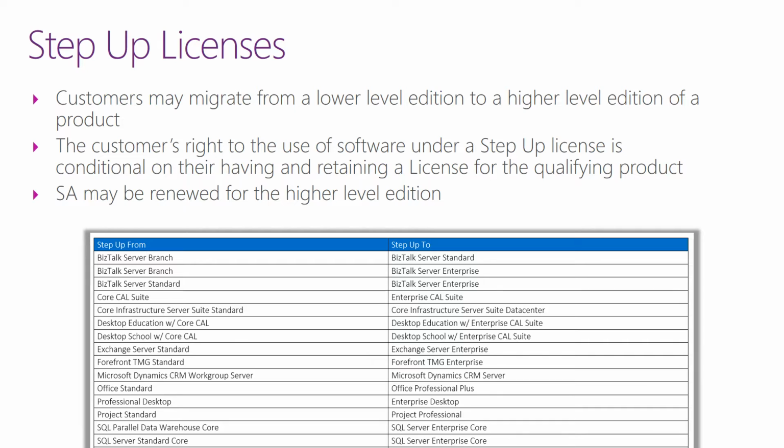Do have a look at the second point though. The customer's right to the use of software under a step-up license is conditional on them having and retaining a license for the qualifying product. So the customer needs to continue to have the standard edition because the step-up license is dependent on it. At renewal, the customer can renew to the higher level. So during the term of the agreement, the customer would have the standard edition and the step-up license, and when they come to renew, if the Enterprise Edition is absolutely what they need, they would then renew directly into the Enterprise Edition.